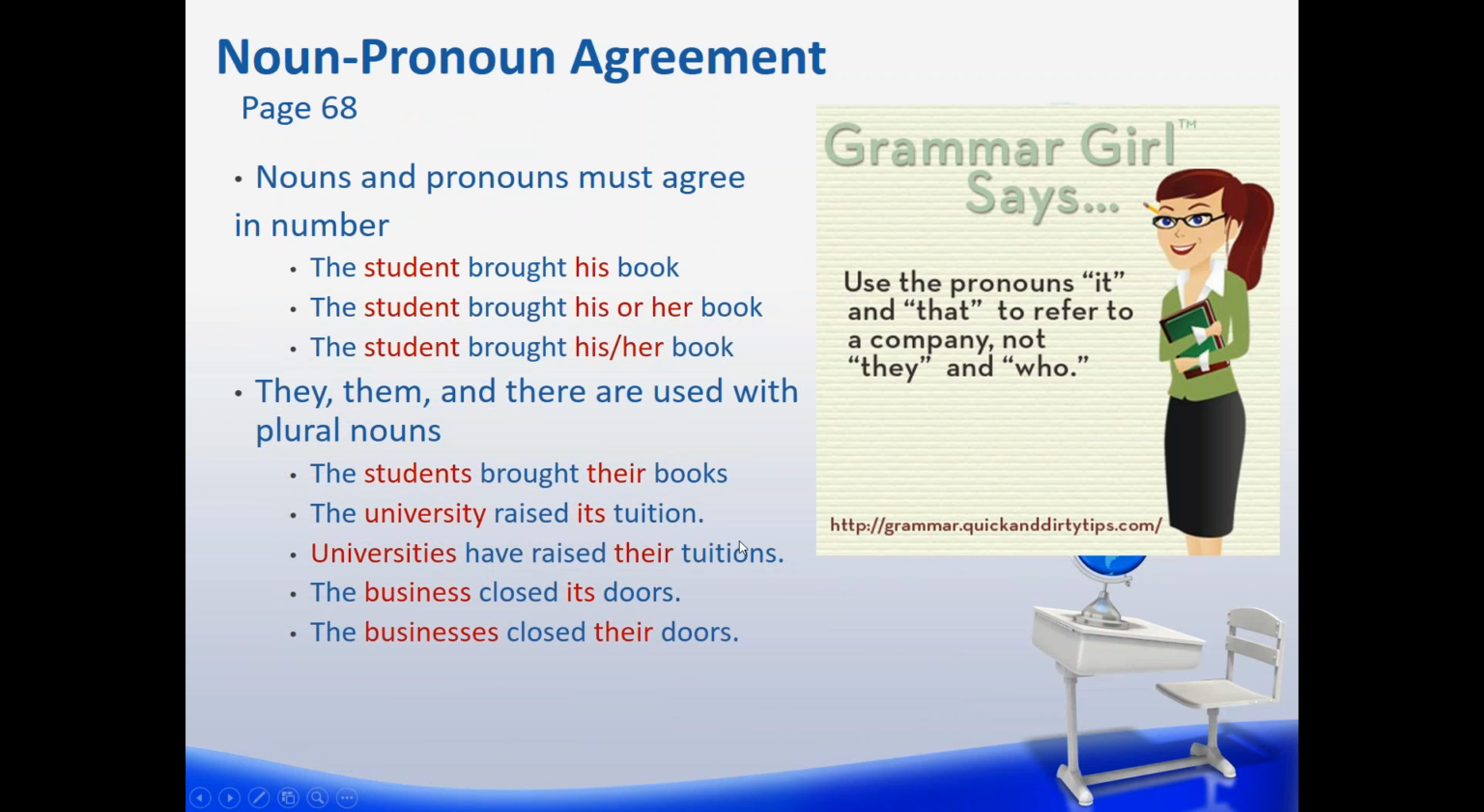Okay, noun-pronoun agreement. Nouns and pronouns must agree in number. So if you know the gender, then use the gender. If you don't, then you can say his or her, or you can use the his/her.